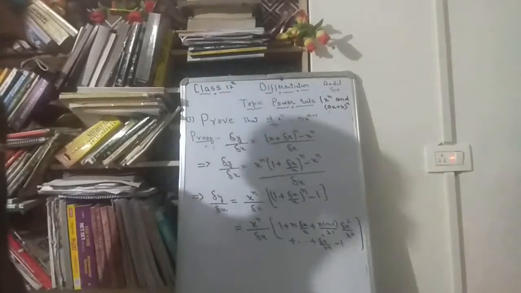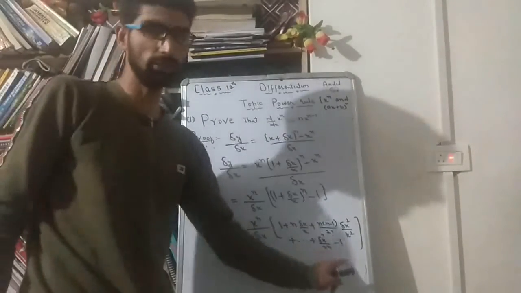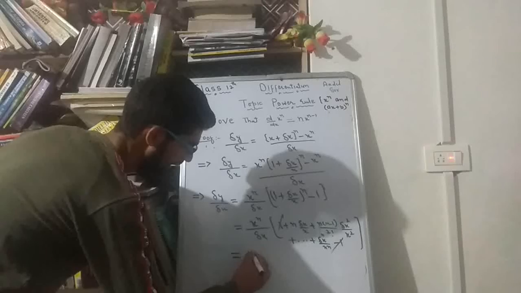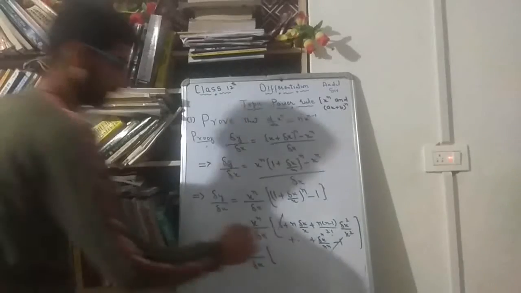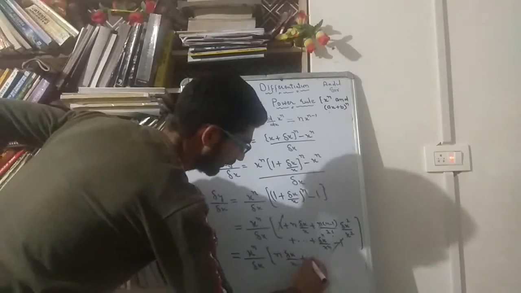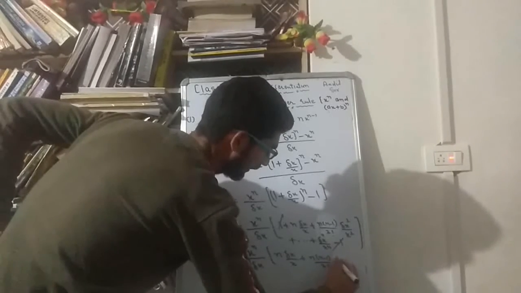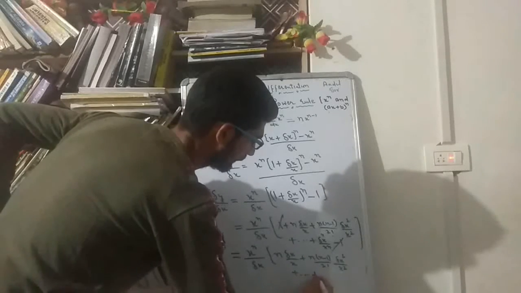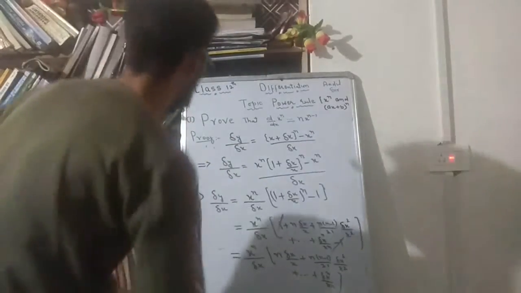This is by the binomial theorem. So we have used it here. Now you check, this is 1 plus and this is minus 1, so these two will get cancelled out. So we will get here x raised to the power n divided by del x times n del x divided by x plus n into (n minus 1) divided by 2 factorial del x squared divided by x squared plus so on plus del x^n divided by x^n. So after here it is understood. Now we write it here.